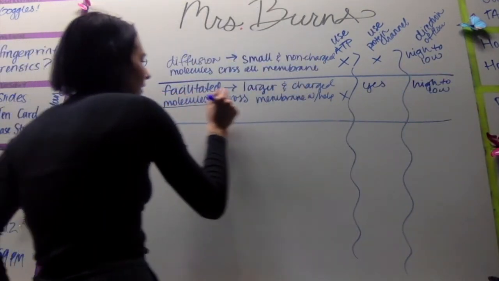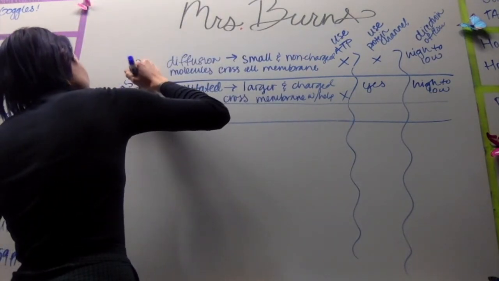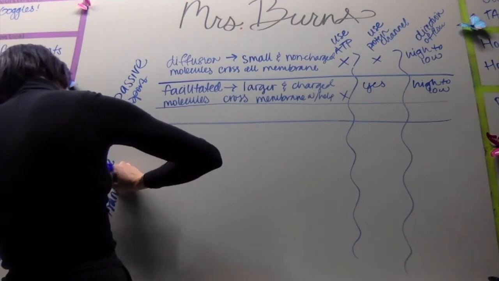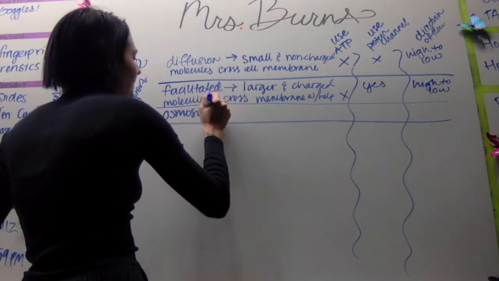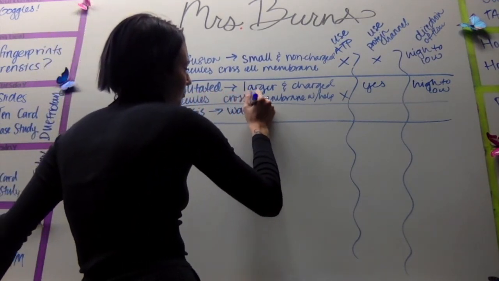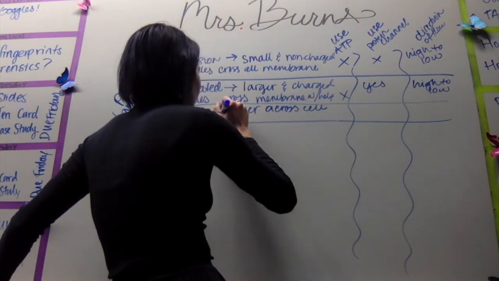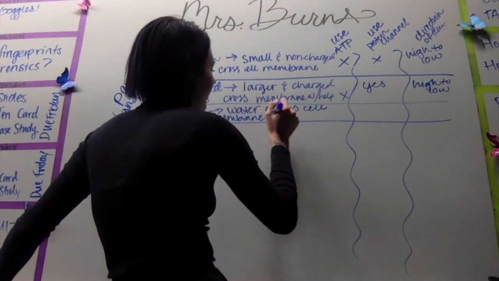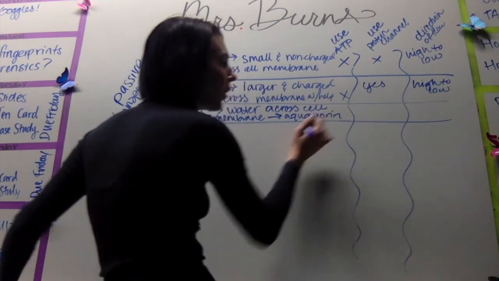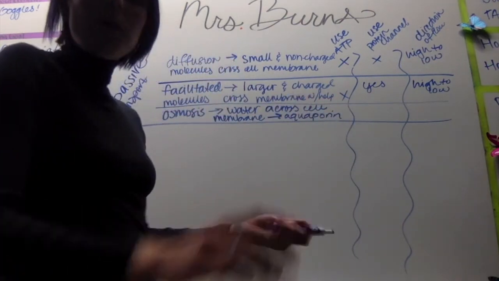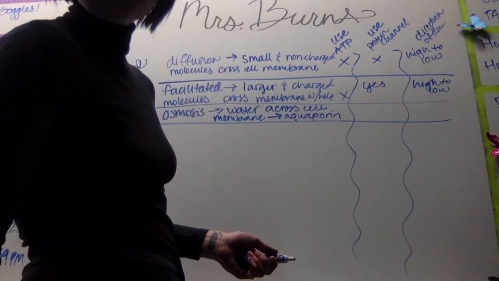And then finally, one last example of passive transport is osmosis. Remember, this is water. This is just the diffusion of water across the cell membrane. And they also need help. They use aquaporins. And remember, an aquaporin, pore meaning hole, aqua meaning water, they're a hole or a membrane protein for water to move through.